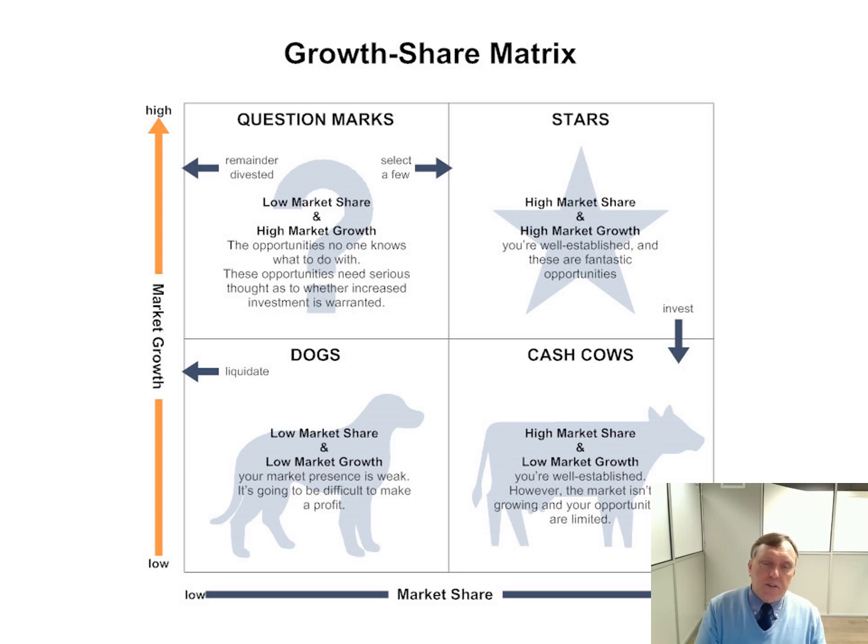So what to do with this? These opportunities need serious thought as to whether increased investment is warranted. Is it worth spending more money to get them out of the low share? Are they likely to be able to grow? This helps us decide certainly where to spend our money. Clearly, in this one, it seems quite obvious. Where do we not spend money? Well, on the dogs. It's a low market share and it's not going anywhere. So it's a weak presence and it's going to be very difficult to actually make a profit out of it. So we wouldn't spend any money on that.